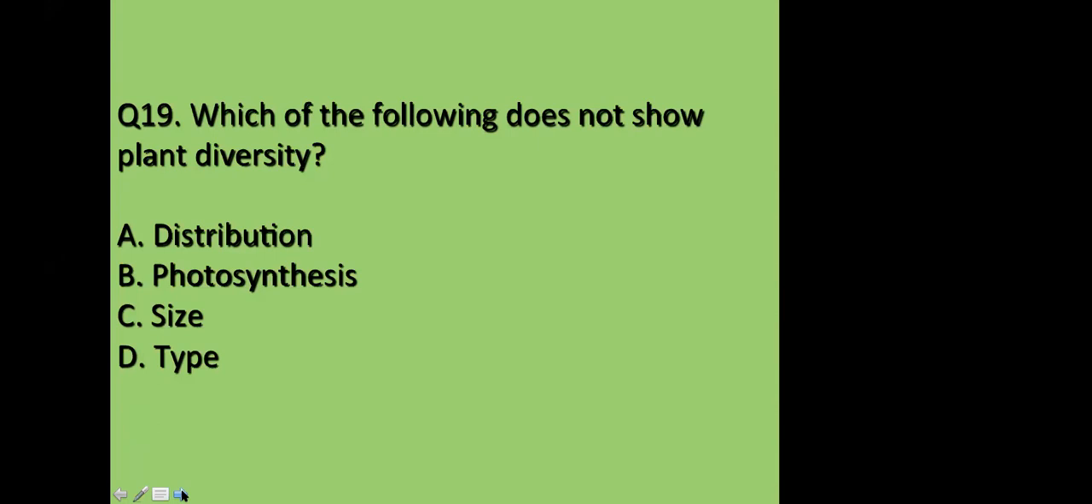So the right answer for this question is option B, photosynthesis. This doesn't show any variation. There may be a variation in the size of the plants, in the types of the plants, in the distribution of the plants, but photosynthesis will be the same for all the plants. The four requirements are there, two end products are there. The same things and everything is the same for photosynthesis. It doesn't show any diversity in the plants. So this will be the right answer, option B. Any doubts in this? You all agree with this answer?